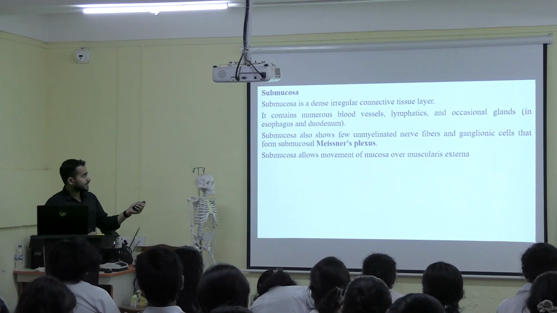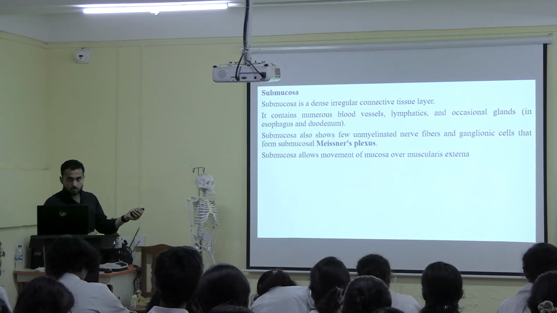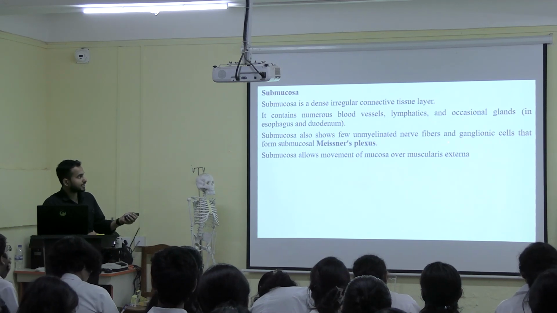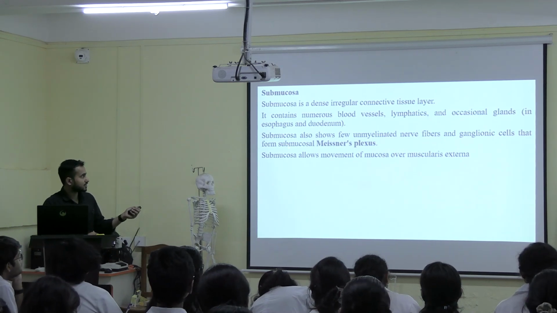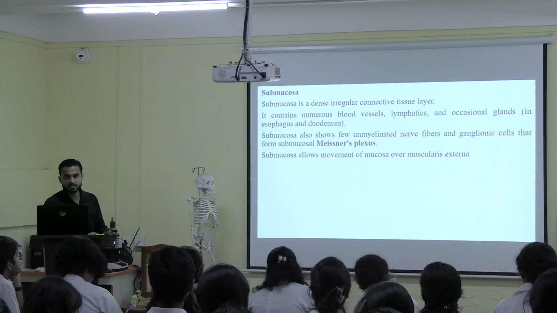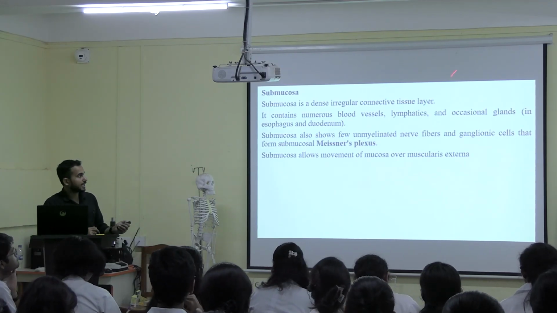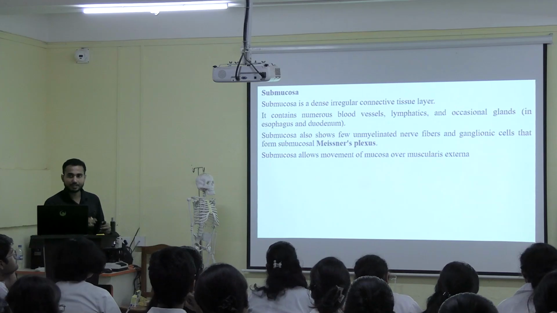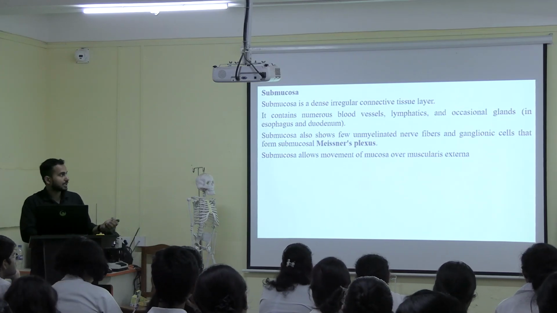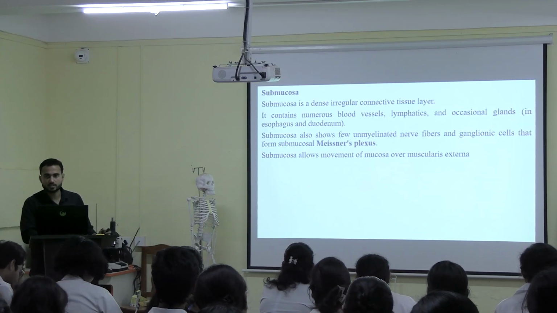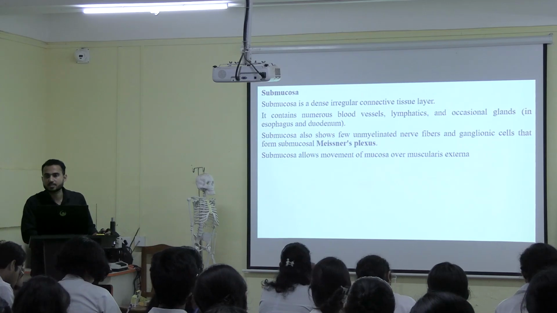Next, this is very important: the submucosa also shows the presence of unmyelinated nerve fibers and ganglion cells that form the submucous Meissner's plexus. It is a plexus of nerves where ganglion cells are present, and along with that, unmyelinated nerve fibers are also present. Now, what is the function of this Meissner's plexus?